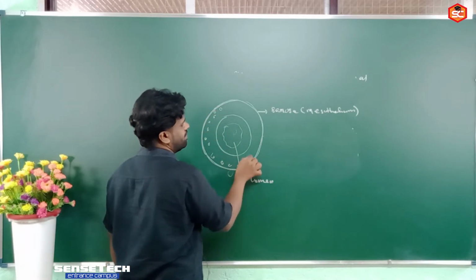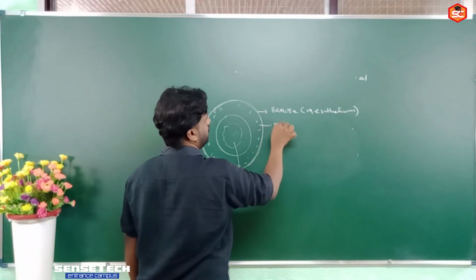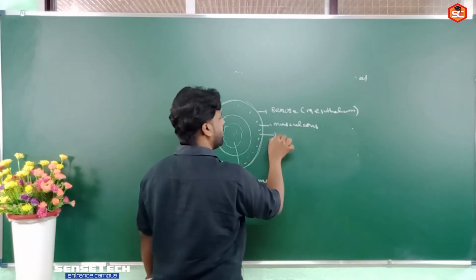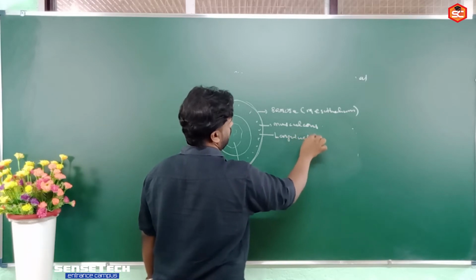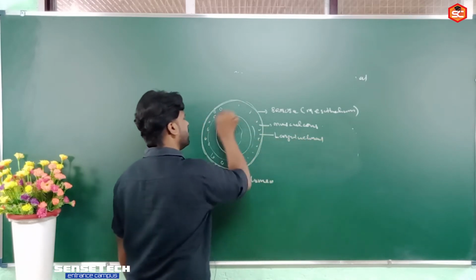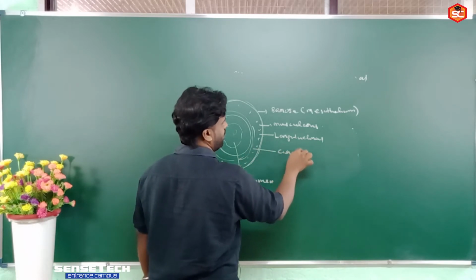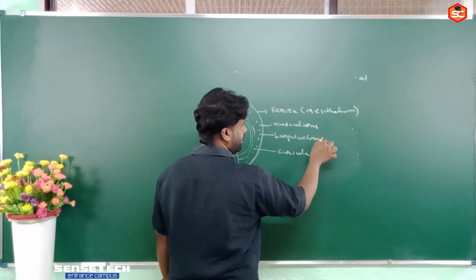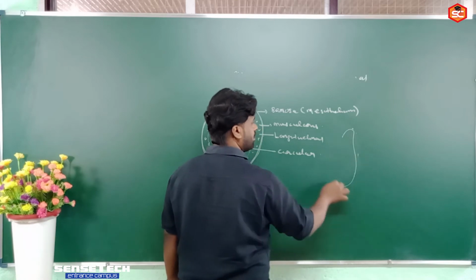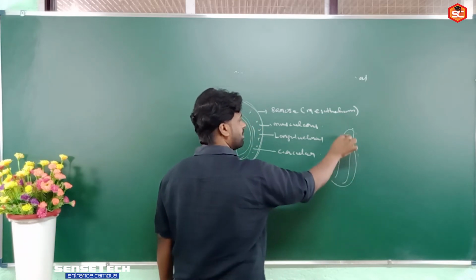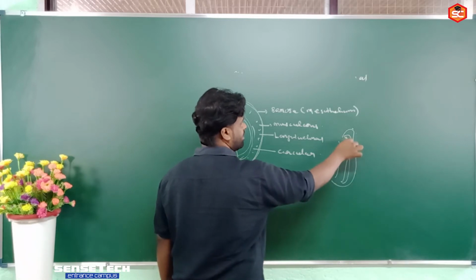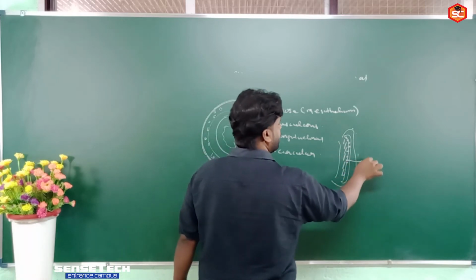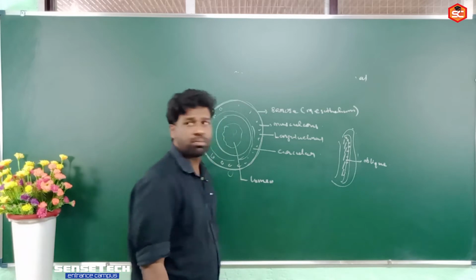Second one is the muscularis layer. But there are two muscularis: the outer muscularis is longitudinal, and the inner muscularis is circular muscularis. But in the stomach, the outer longitudinal is there, the middle circular muscularis is there, and in addition, an additional oblique shaped muscularis layer is seen in the stomach.